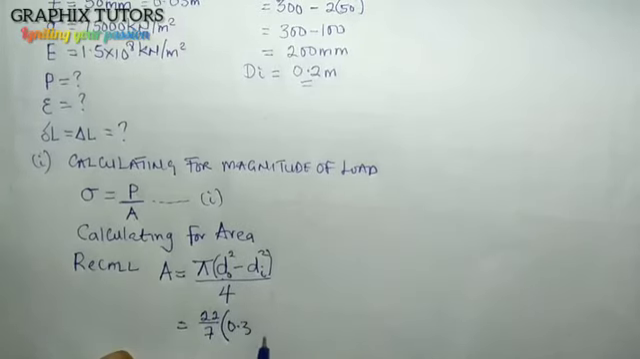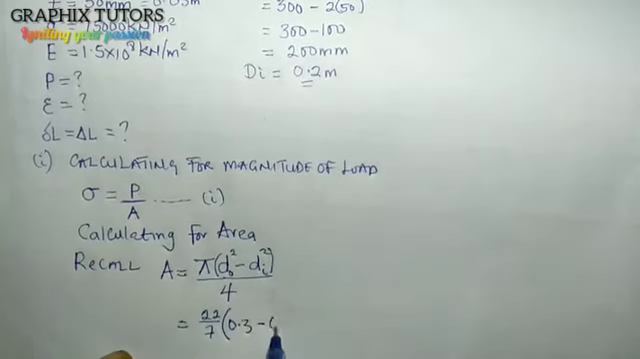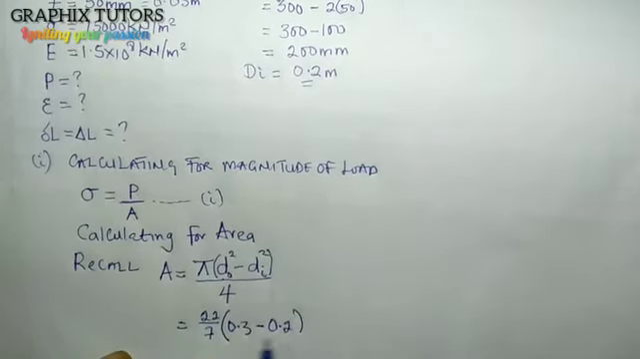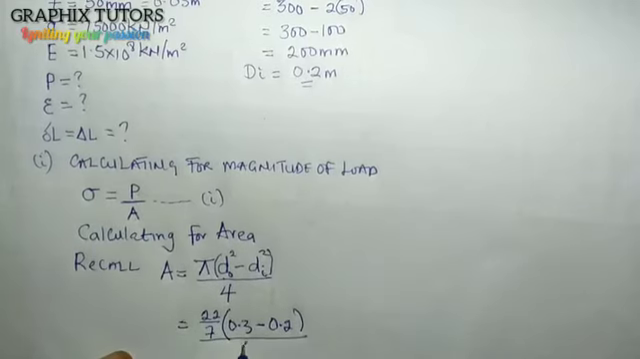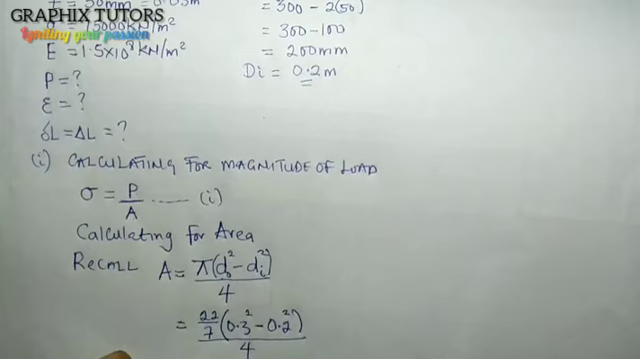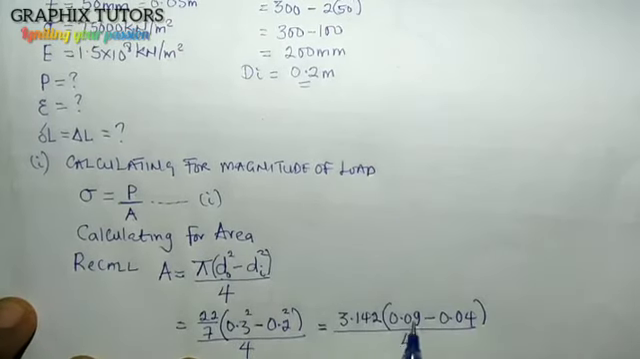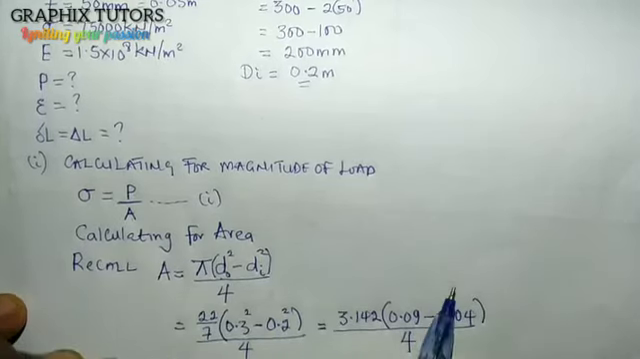0.3, right? Minus the 0.2, everything here divided by what? 4. This has square and this has square. So if I input this on my calculator, 0.3 squared is 0.09, 0.2 squared gives me 0.04, everything divided by 4, and 22/7 will give me 3.142.